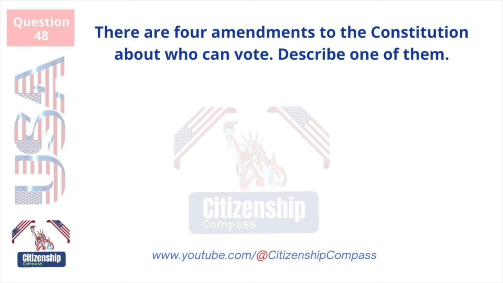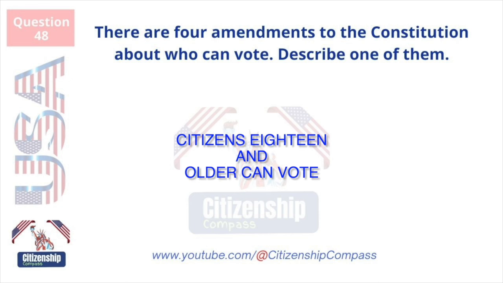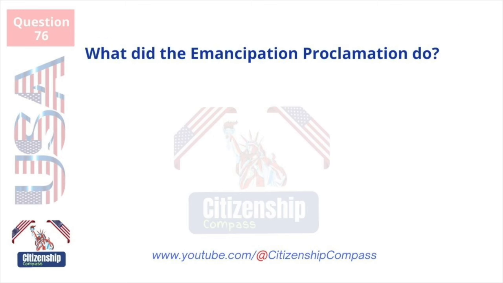There are four amendments to the Constitution about who can vote. Describe one of them. Citizens 18 and older can vote. What did the Emancipation Proclamation do? Freed the slaves.